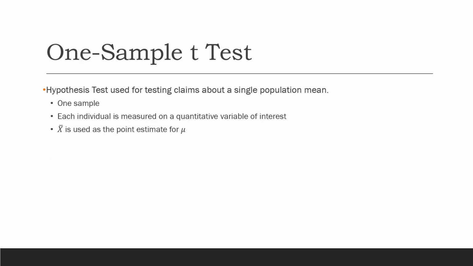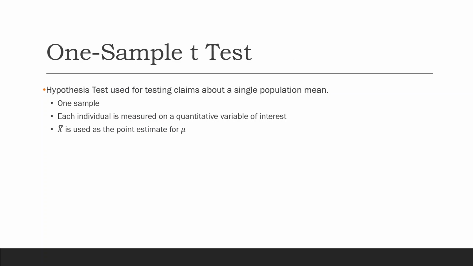So, this is our first hypothesis test. It is a hypothesis test that is used for testing claims about a single population mean. That means we're going to have one population, and if we have one population, we're going to take a random sample from that single population. So, we have one sample.